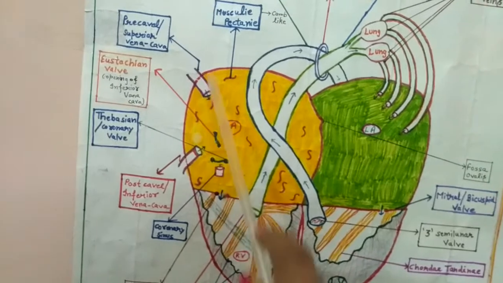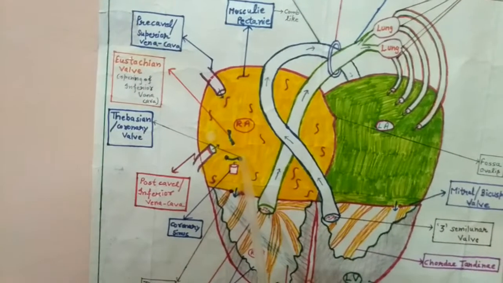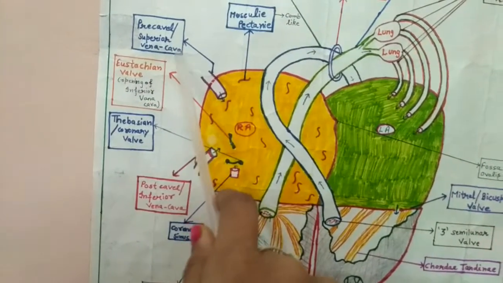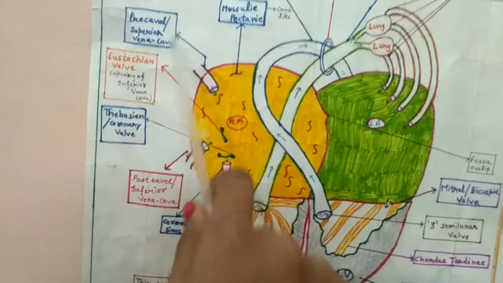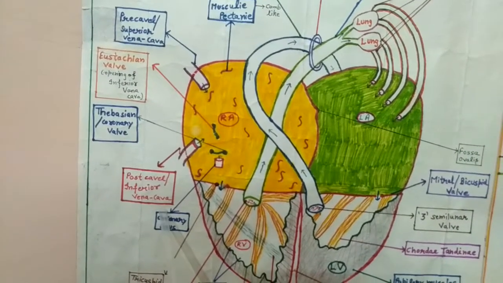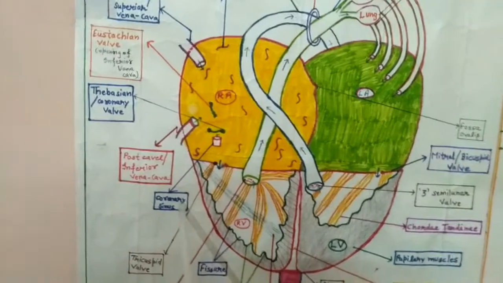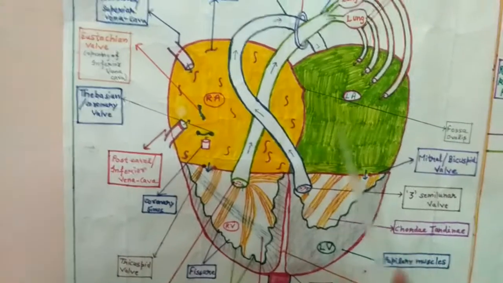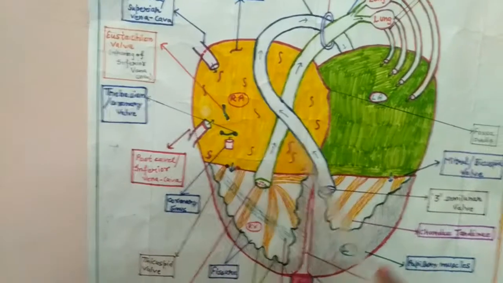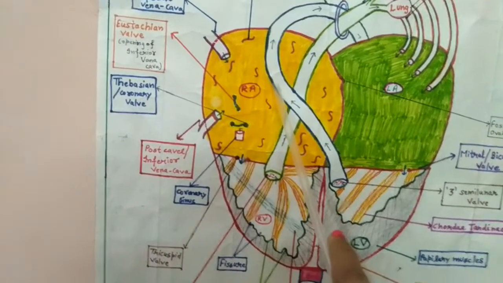So first of all, blood comes inside the right atrium through the superior vena cava from the upper portion of the body, and from the inferior vena cava from the lower portion of the body, and from the coronary sinus from the heart wall. So all this deoxygenated blood is collected in the right atrium.